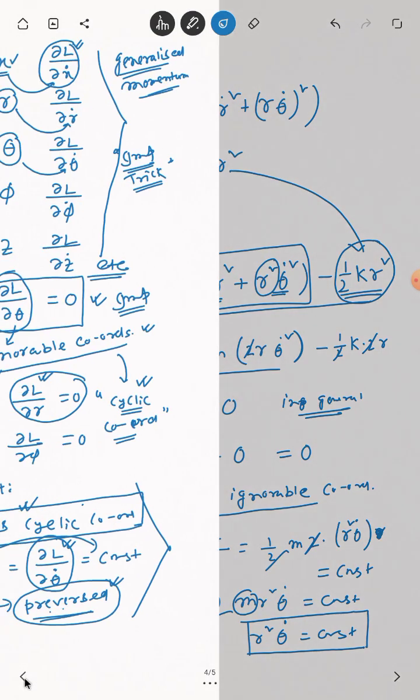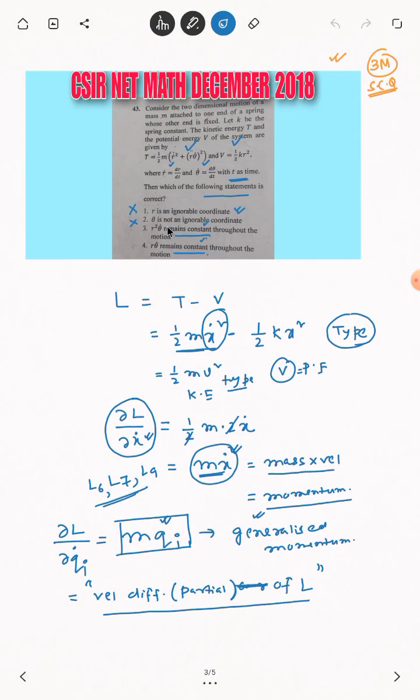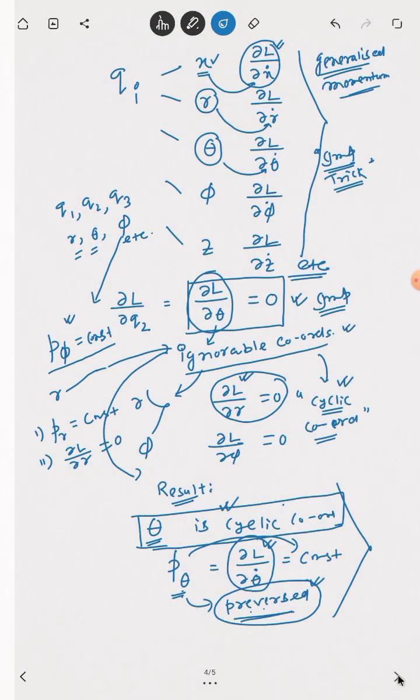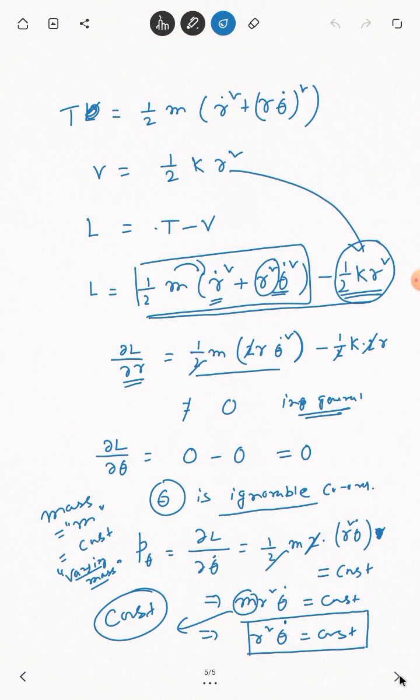Now is this given in the last two options? r square theta dot remains constant throughout the motion, and the other option is r theta dot. So obviously r square theta dot is the answer, this is not. So option 3 is correct. Now we have already done this problem.